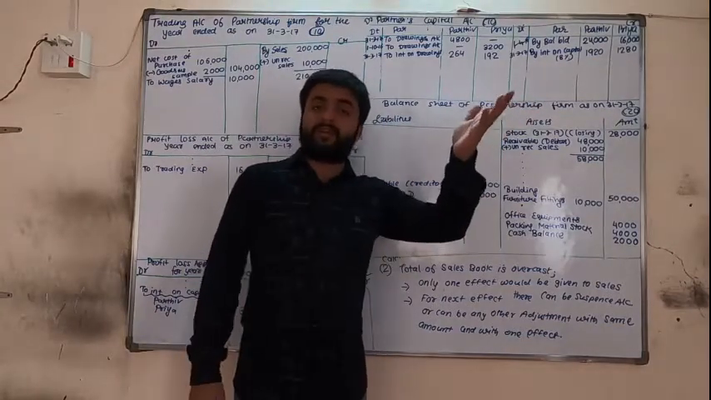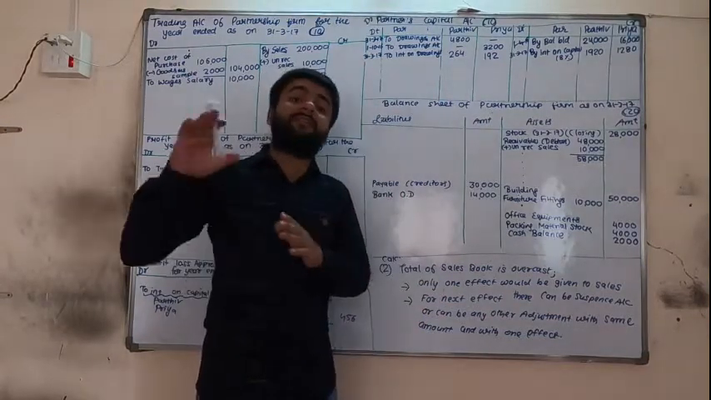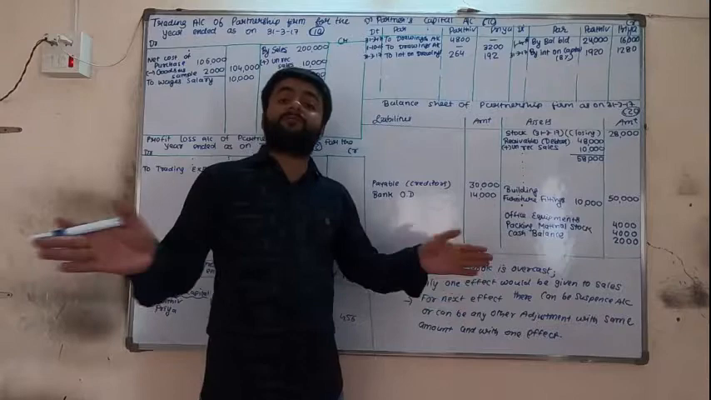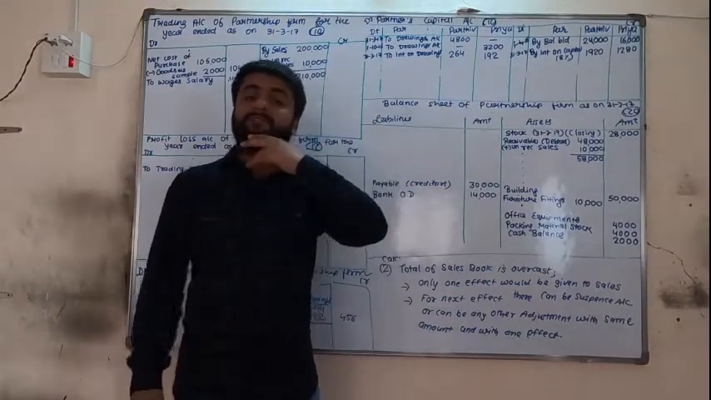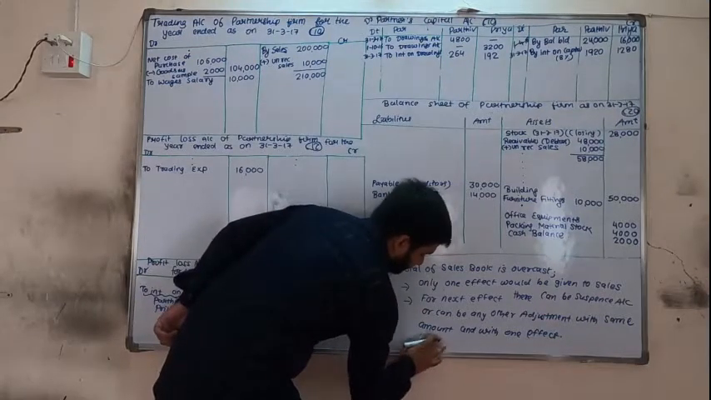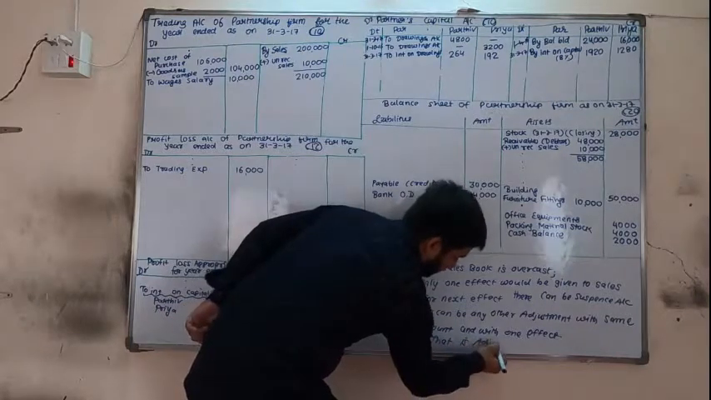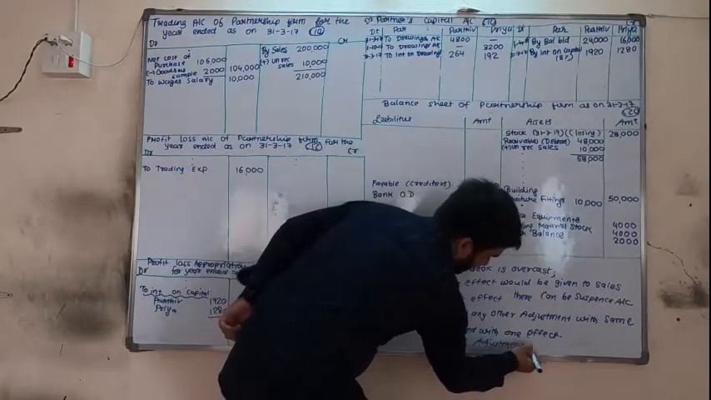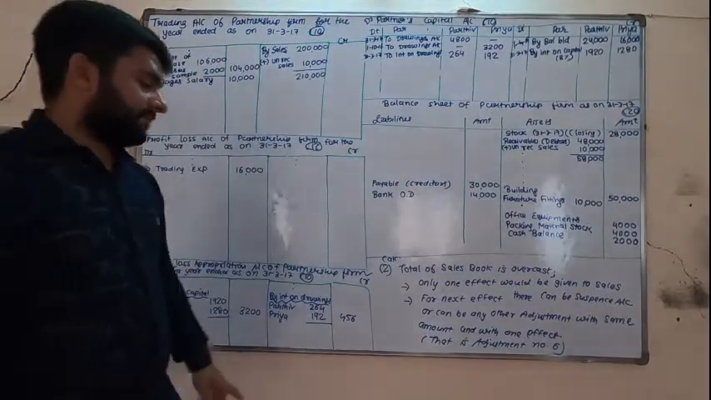In other sums, for next sums, we will see there is one effect for the one adjustment and for the other effect we have suspense account. So suspense account will be cancelled. But for this sum, there are two adjustments with one effect only. And write in bracket, that is adjustment number 6.